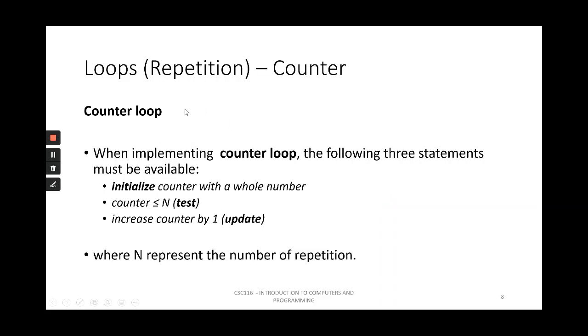We start with the counter loop. When implementing a counter loop, the following three statements must be available. First, we must initialize the counter with a whole number. So we give a variable a whole number, and then we test the value: the counter is less than or equal to n. Then we update the value by increasing the counter by 1. Here n represents the number of repetitions, so how many times we need to repeat, based on the value that we already initialized.